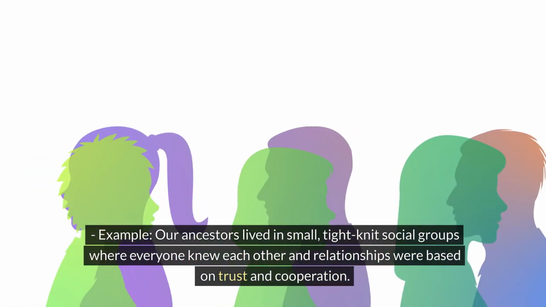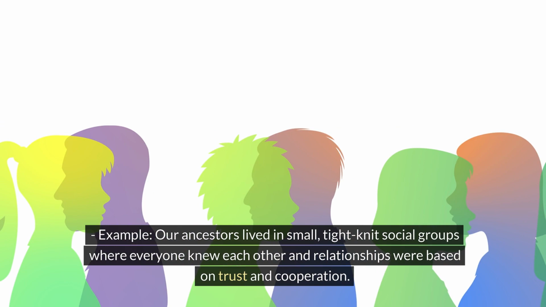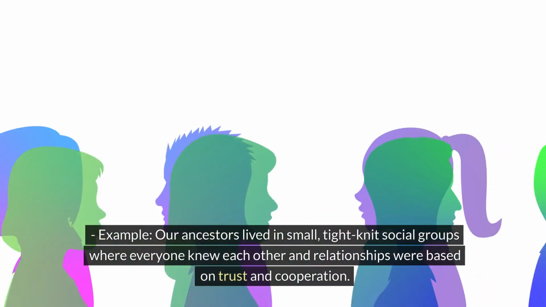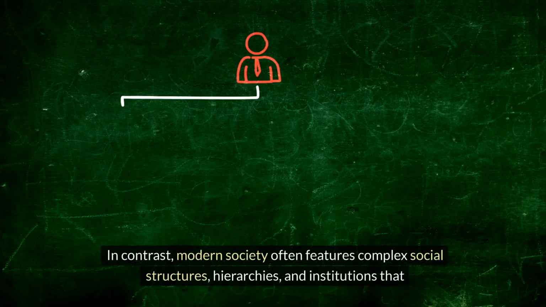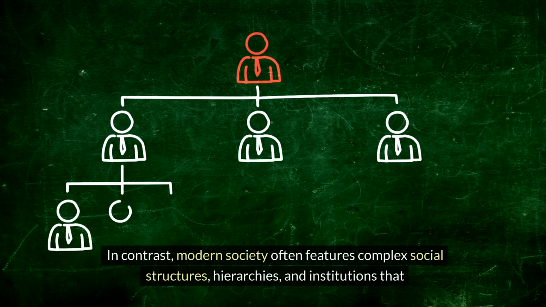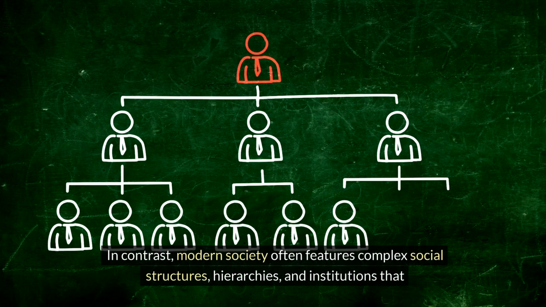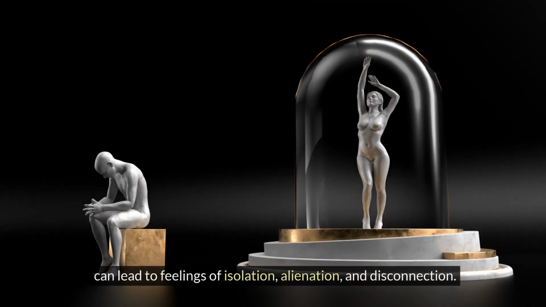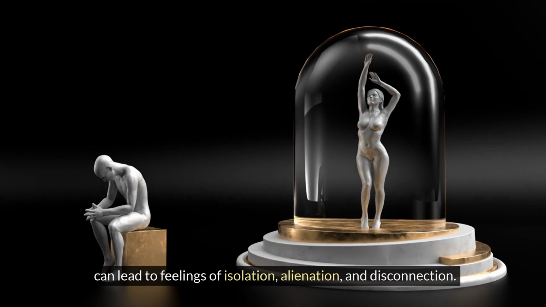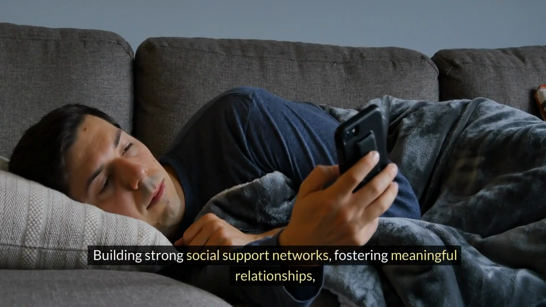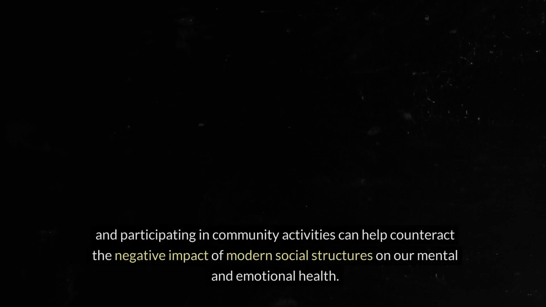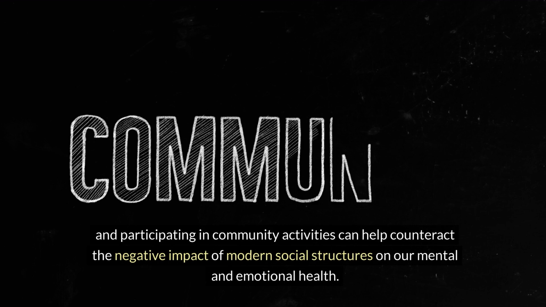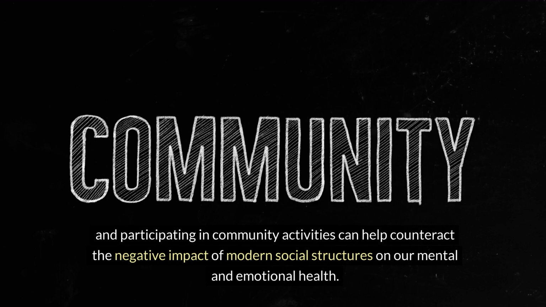Example: our ancestors lived in small, tight-knit social groups where everyone knew each other and relationships were based on trust and cooperation. In contrast, modern society often features complex social structures, hierarchies, and institutions that can lead to feelings of isolation, alienation, and disconnection. Building strong social support networks, fostering meaningful relationships, and participating in community activities can help counteract the negative impact of modern social structures on our mental and emotional health.